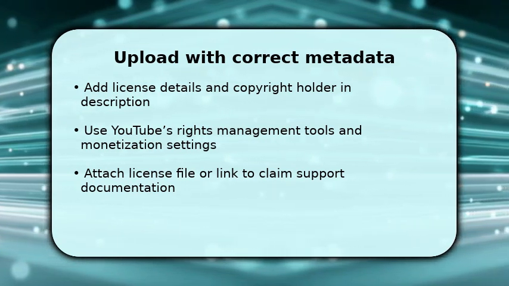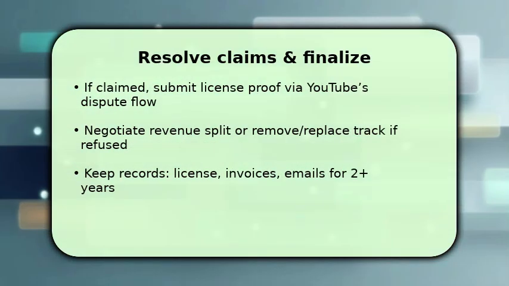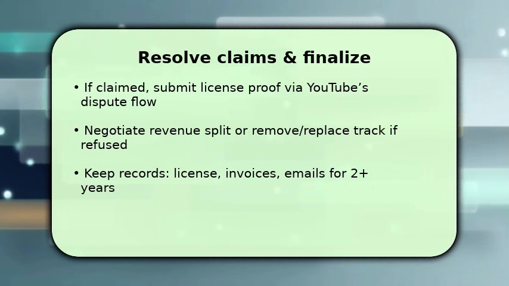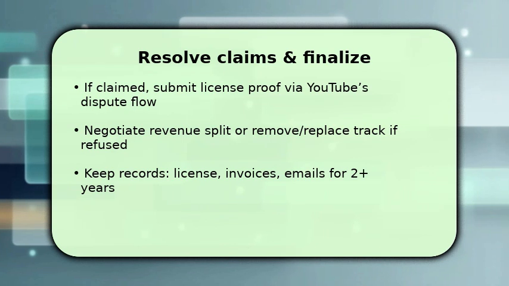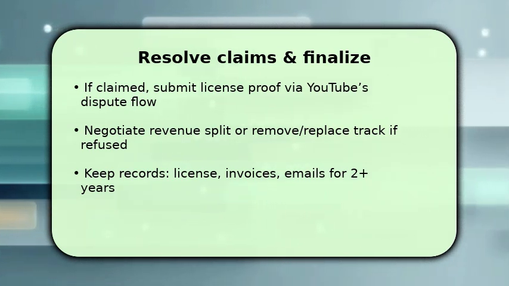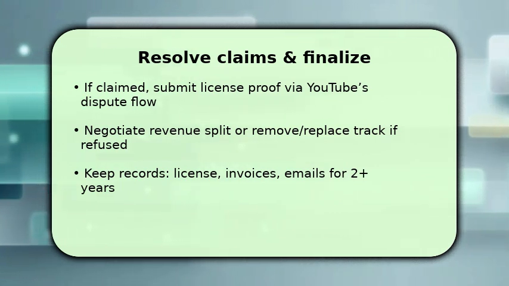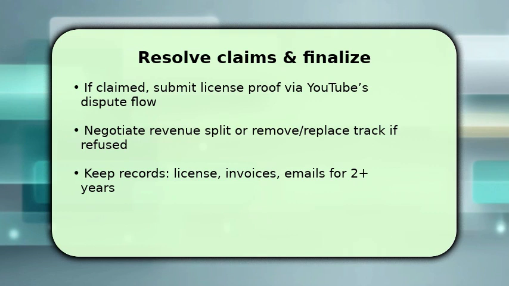After upload, monitor Content ID and copyright claim emails. If a claim appears but you hold a valid license, submit the license file and contract details through YouTube's dispute flow immediately, explaining the scope of rights. If the claimant rejects your proof, negotiate a revenue split or replace the track using an alternate licensed file to avoid takedown. Finally, archive all licensed documentation, invoices, and correspondence for at least 2 years.